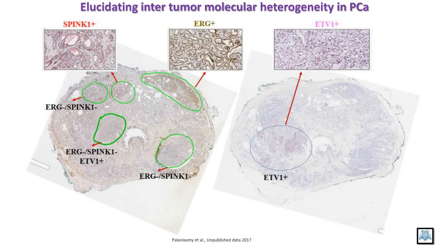Further, we have done PTEN IHC on the same cases, where we found PTEN was deleted only in the tumor foci that is positive for ETB1 with the high Gleason grade, whereas all other tumor foci were negative. The PTEN was intact. So we will be able to gather such valuable information just by combining both immunohistochemistry and RNA.